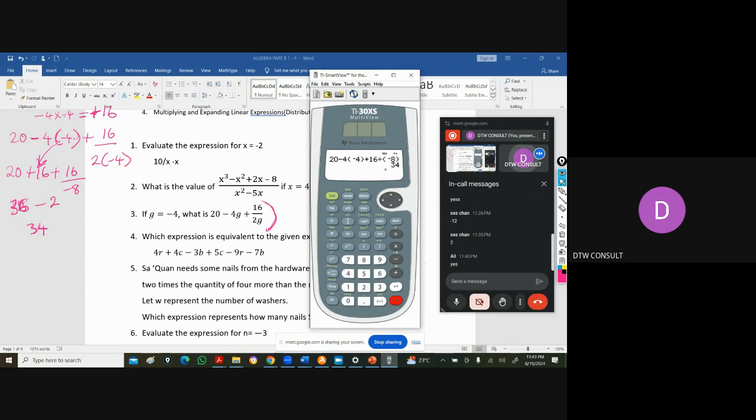Do you see that? I get 34. Yes, thank you. Good. So you can quickly, even for this, get the answer easily. You multiply 2 times negative 4, you get negative 8, and then you divide it. Good job.